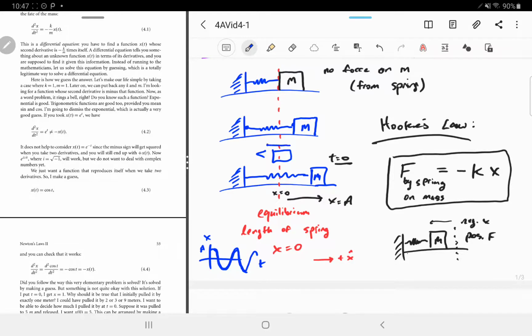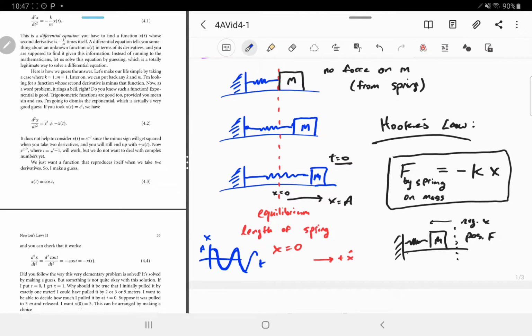So it moves right through the equilibrium position, and it starts to compress the spring, and the spring doesn't like that, and it pushes back to the right, slowing it down again. So this mass is oscillating back and forth between x equals positive A and x equals minus A.